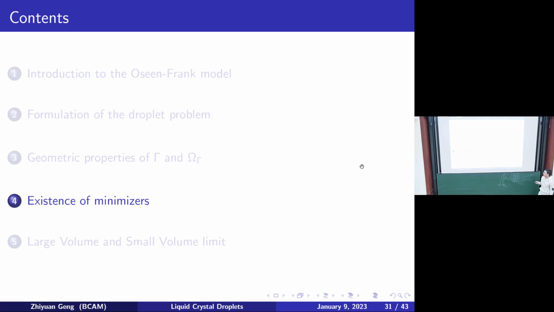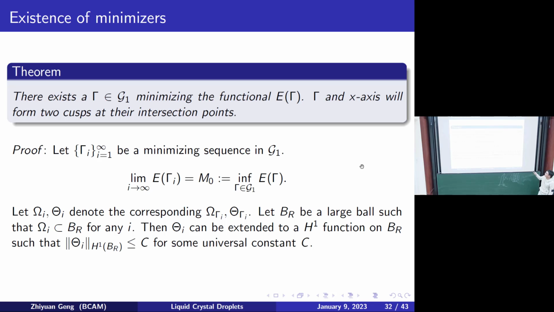Now we get some preliminary analysis on the admissible set. We can discuss the existence of a minimizer, and it's just by the direct method of the calculus of variations. So we have existence of a minimizer of this functional, and this gamma and the axis will form two cusps at the intersections. I will briefly explain the proof.